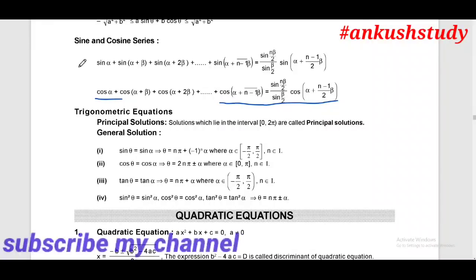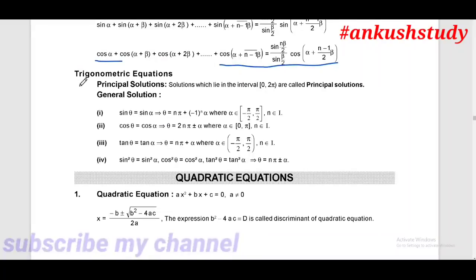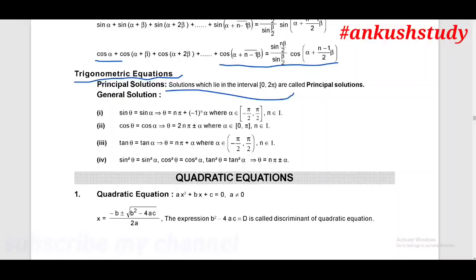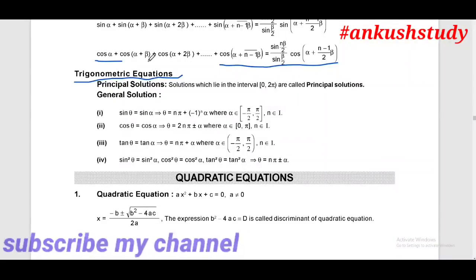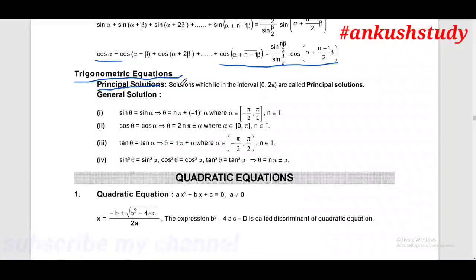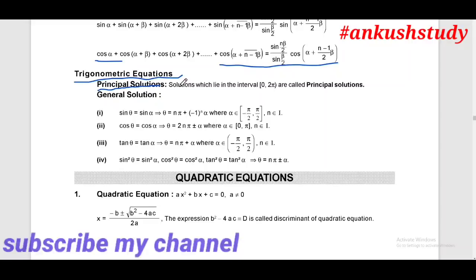Okay, so these were the sine and cosine series, and now we will move on to the trigonometric equations, which are the principal solutions. The solutions which lie in the interval 0 comma 2 pi are called the principal solutions. Okay, so I repeat: solutions which lie in the interval 0 comma 2 pi are called the principal solutions. General solutions are many, so there are 4 points. We will revise them one by one.